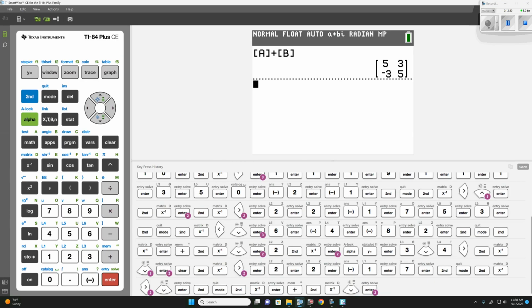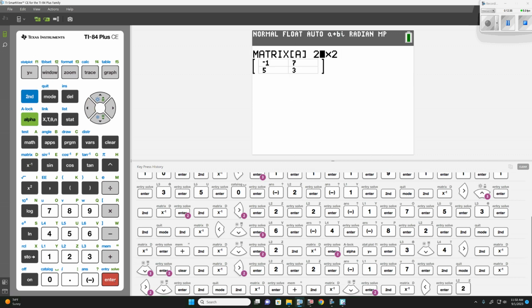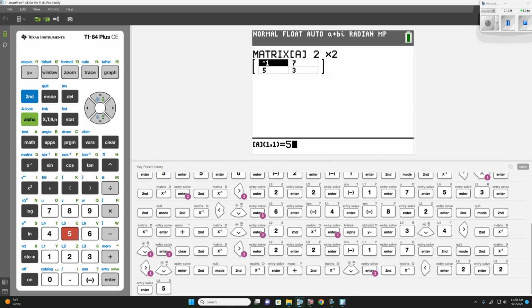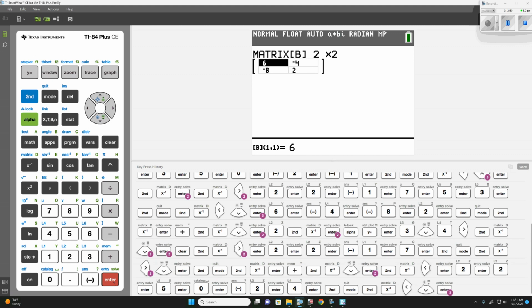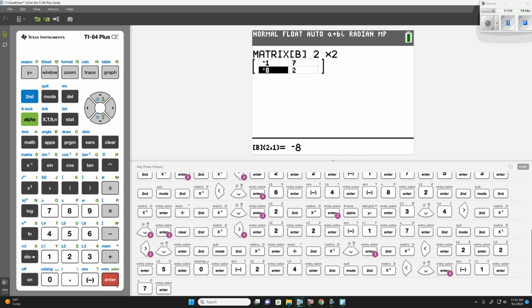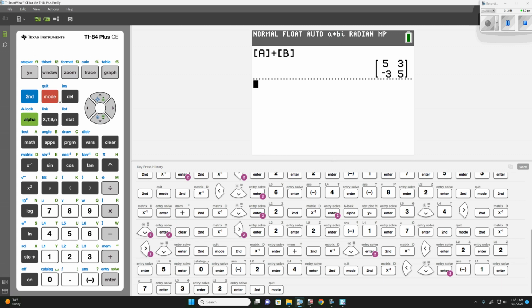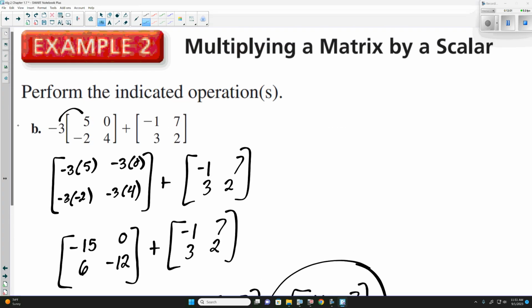Now if we wanted to do this in the calculator, we could. So the first thing I would need to do is type in the first matrix. So we'd say 2 by 2, 5, 0, -2, 4. Second quit, second matrix. And we can edit matrix B as a 2 by 2, which is -1, 7, 3, 2, second quit. Now the way we type this in, this code, is going to be based off the fact that this is A and this is B. So what we're saying is -3A plus B.